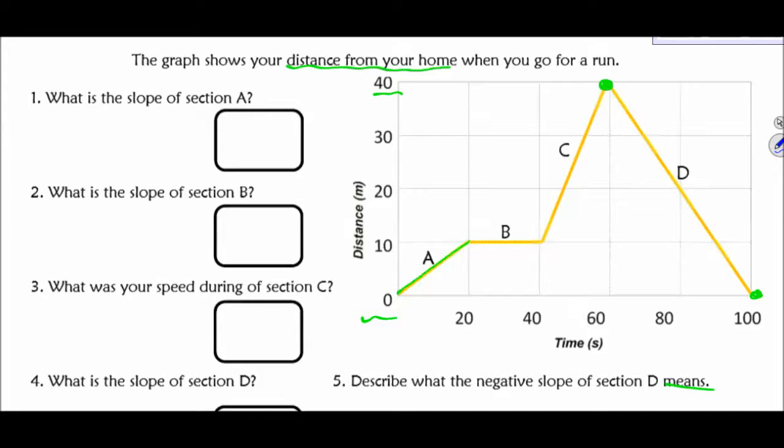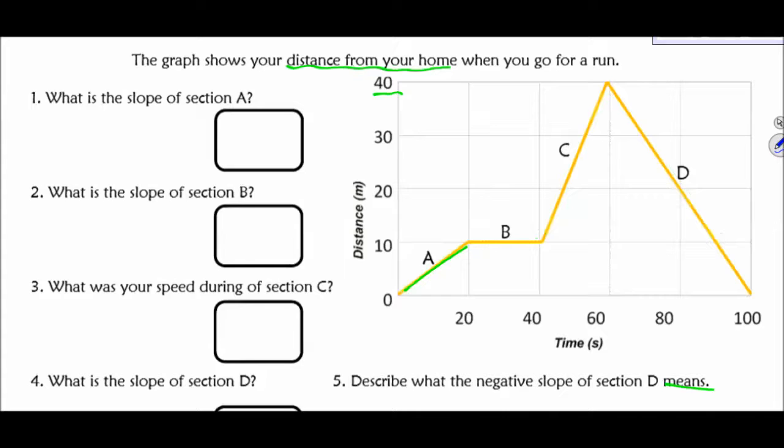Here, we're running away from home. We get to 10 meters away. Then we stop. We're not changing our distance at all there. And then from this point to that point, we're running from 10 meters away to 40 meters away. This entire section is just a run back home, back to 0 meters away from home, or just back to our starting location.